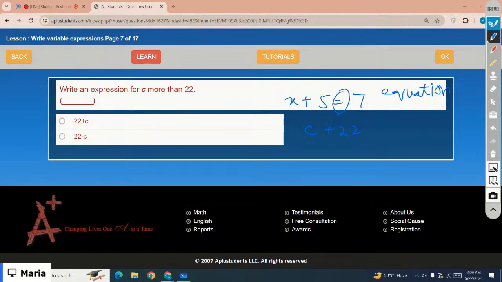Okay, so write an expression for c and c more than 22. So which is the correct option? The correct option is 22 plus c. Option number 1 is the correct option.